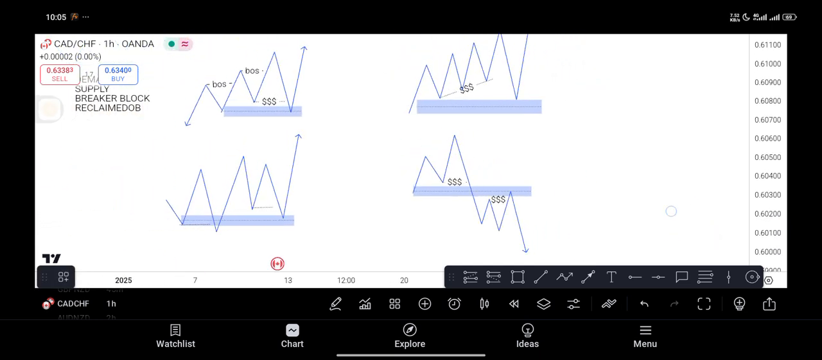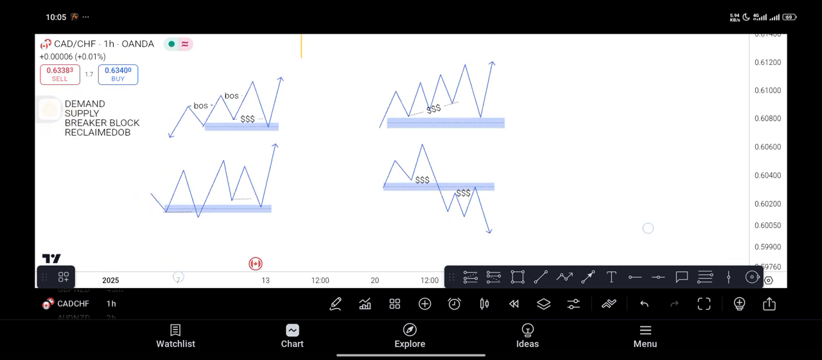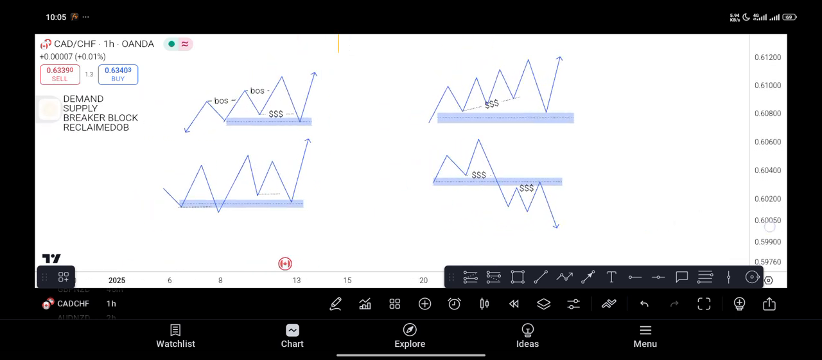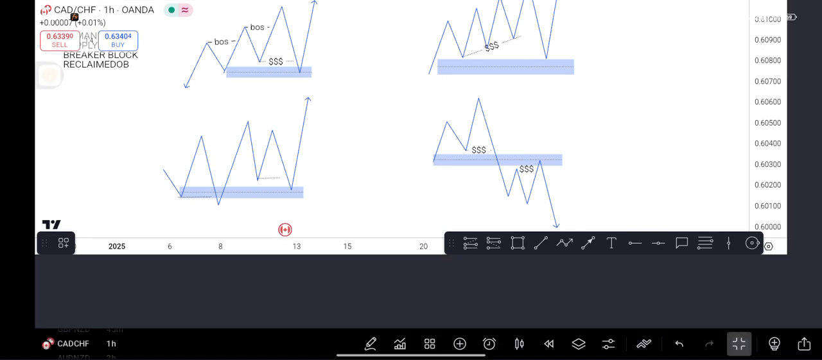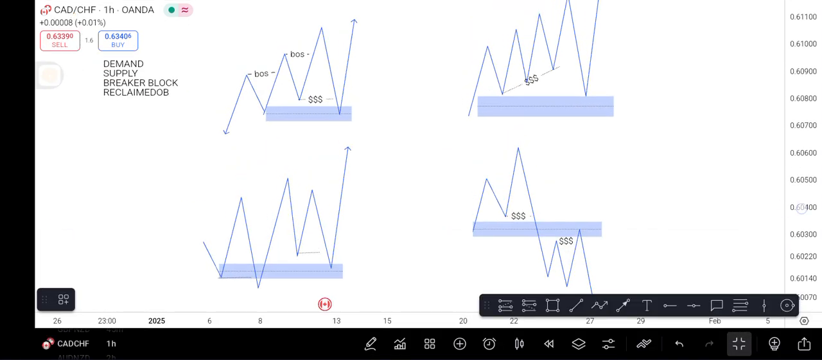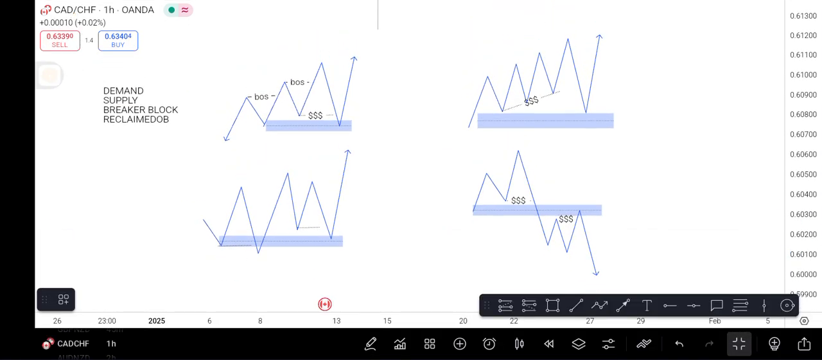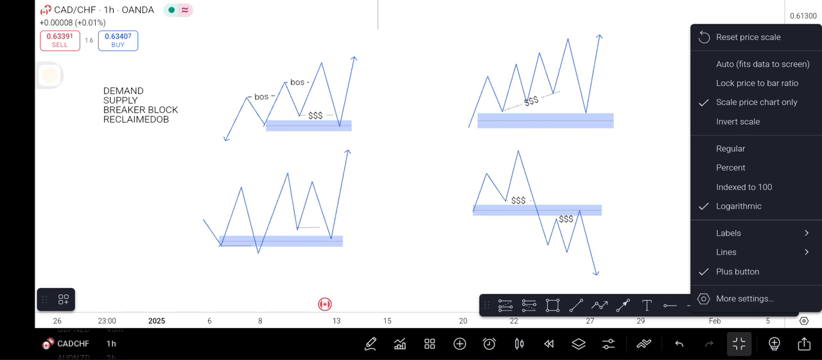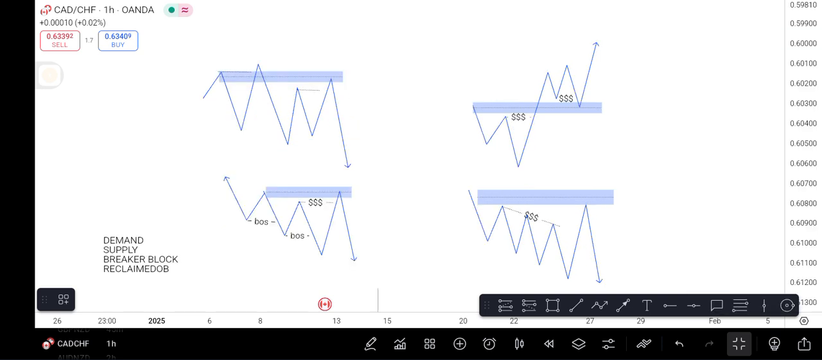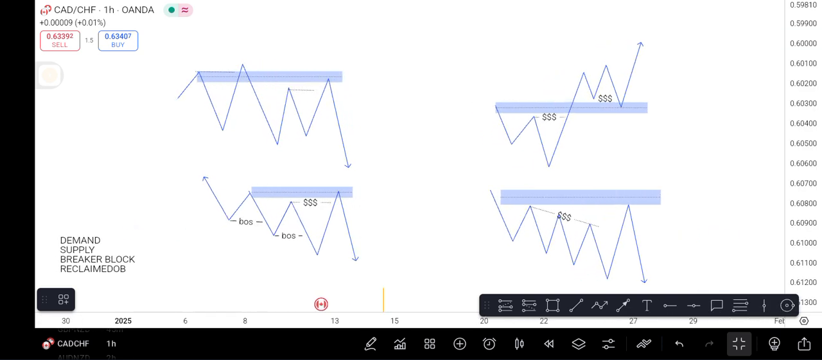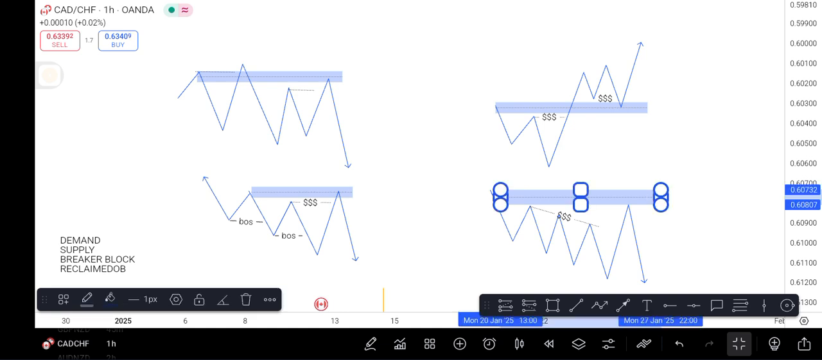So I want you guys to take note of this. You can screenshot it. Screenshot is very important for you to take note of. So if we invert this to save time, you can see that it is all the same scenario for the supply zone.